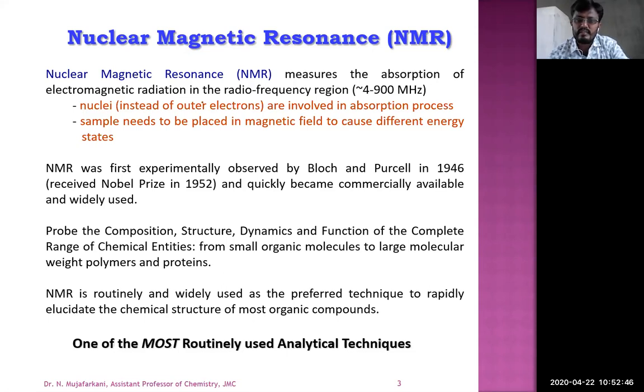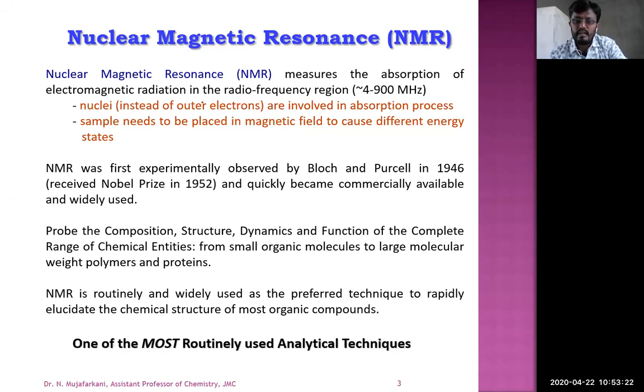NMR was first experimentally observed by Bloch and Purcell, and they received a Nobel Prize in 1952 for NMR spectroscopy. NMR is the routinely and widely used, preferred technique to rapidly elucidate the chemical structure of most organic compounds. We know that we have synthesized the compound. The synthesized compound is confirmed with the help of spectral studies.